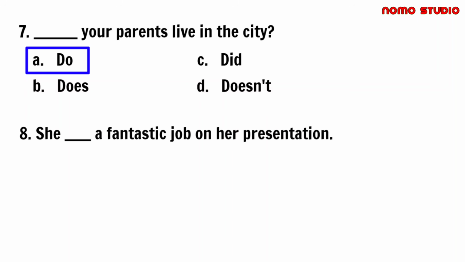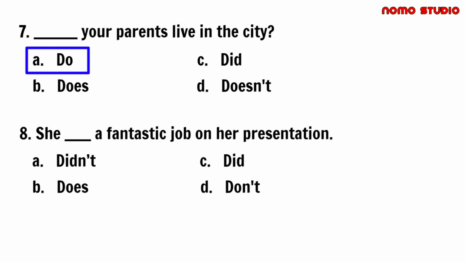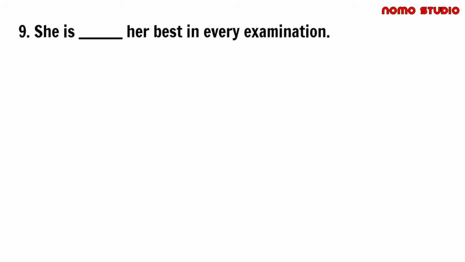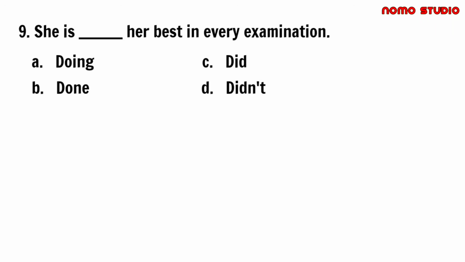Question number 8. She blank a fantastic job on her presentation. Choose the letter that corresponds to your answer. Sa sentence na ito, we are referring to a past action, specifically the job she did on her presentation. And again, to express past actions, we will use the past tense form of the verb. So in this case, the correct form is did. Next, question number 9. She is blank her best in every examination. A. Doing, B. Done, C. Did, or letter D. Didn't.